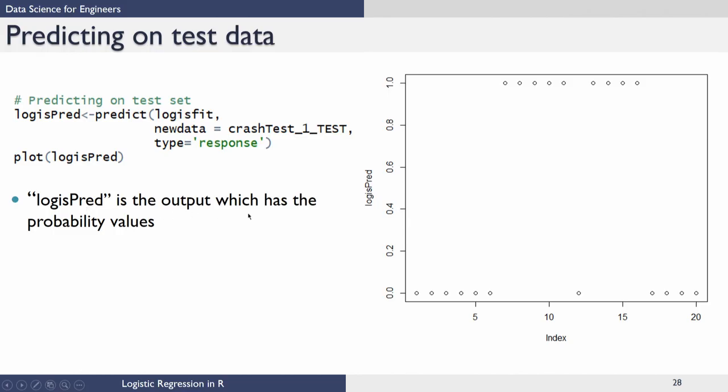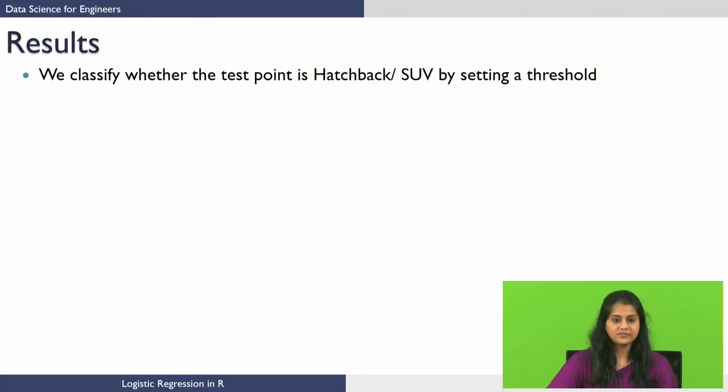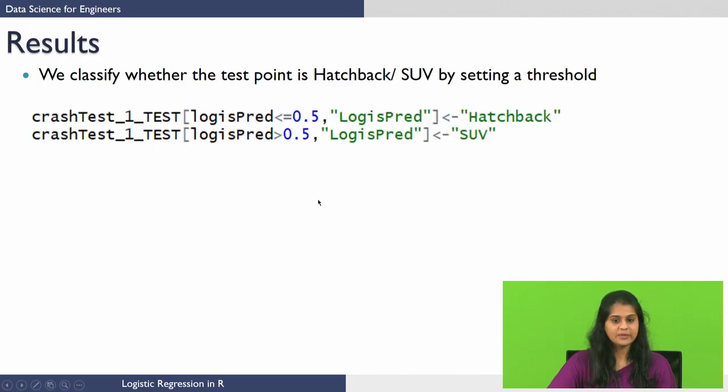Now, logispread is the output, it has the probability values, and I have a small snippet below that shows me the probability values. I have shown you only the first 4 points, you will also get similar values for the remaining points. Now, let us look at the result. We want to classify whether the test point is hatchback or SUV by setting a threshold value. In this case I am going to set a threshold value of 0.5.